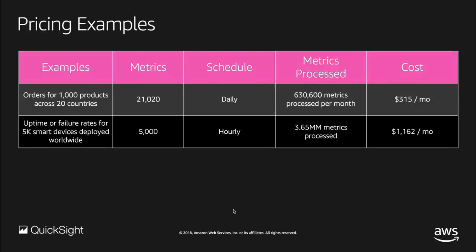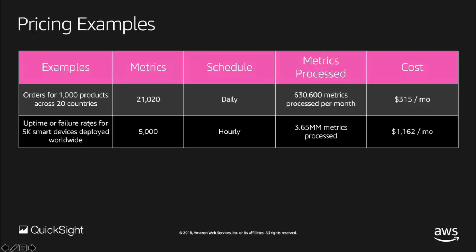So here are a couple of example use cases and pricing. Let's say your company sells 1,000 different products across 20 countries, and you'd like to report on the anomalies in the number of orders for these products and countries on a daily basis. So the number of metrics generated based on this combination is 21,000 metrics. Because you are reporting it on a daily basis, you schedule it daily. So the 21,000 metrics get run 30 or 31 times in a given month, and that will result in roughly 630,000 metrics processed at 50 cents per 1,000 metrics. That translates to around $315 per month. So you can actually run hundreds of thousands of metrics per month pretty affordably.